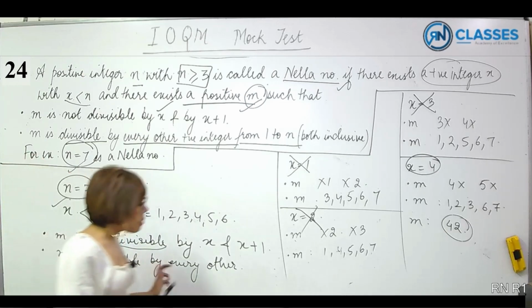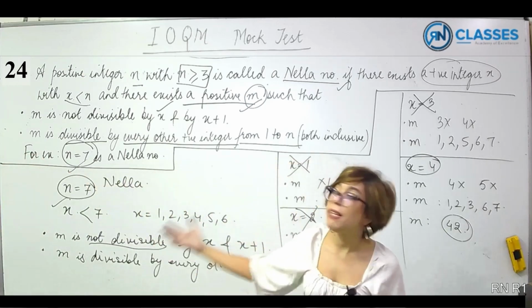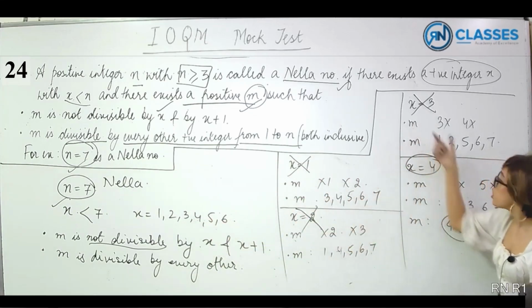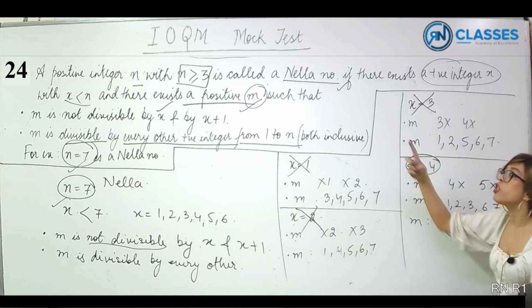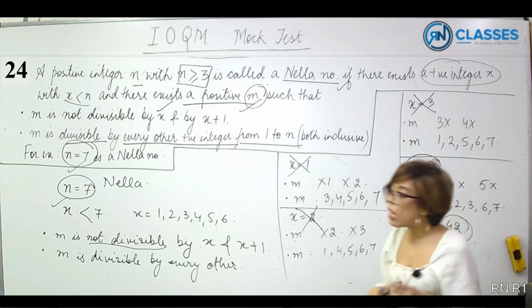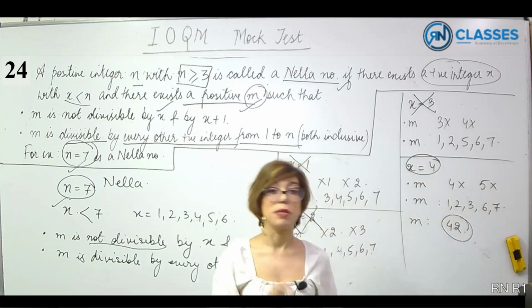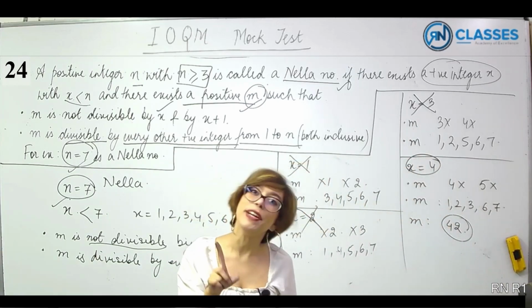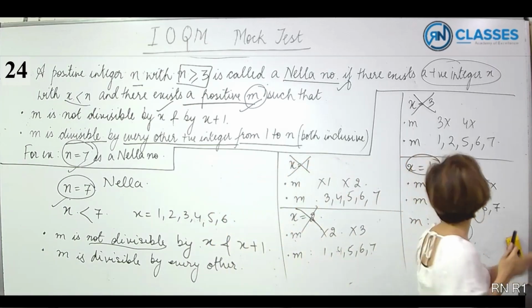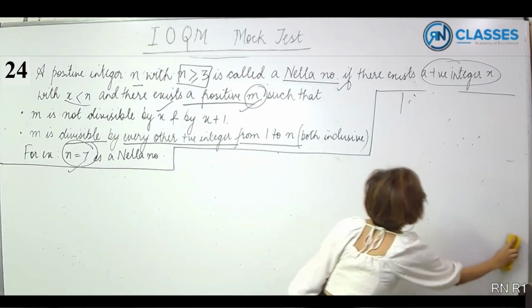Right? That means what he has said, for example, n is equal to 7 is a Nella number. For that, we have been able to find such an x equal to 4, for which there is an m which satisfies the two conditions. Right? This is what we have understood using the example. But that is not the question. Our question is there. Let me just erase it and then I'll move on to the question.